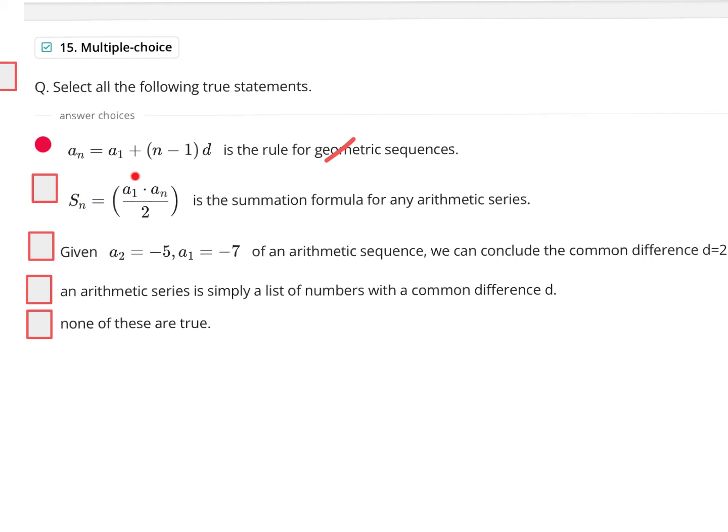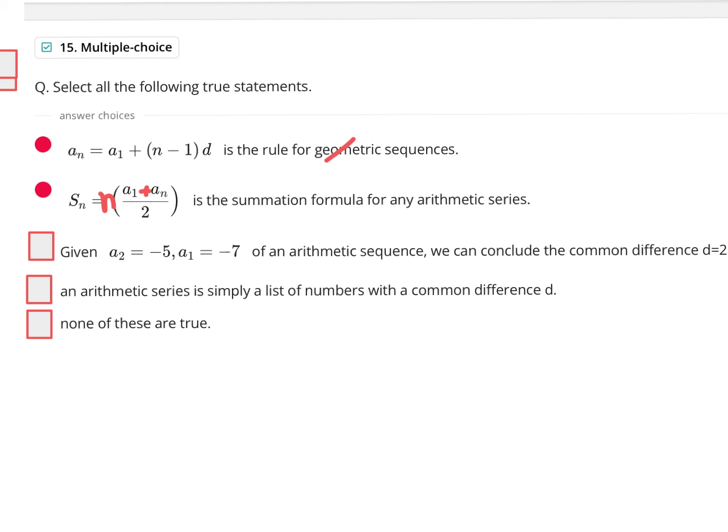This is a summation formula. The question is, is this the correct summation formula for any arithmetic series? And it's wrong. First of all, there should be an n out here in the front, and there should be a plus sign between your first term and your last term. So that's definitely wrong. Okay, moving on to this one.